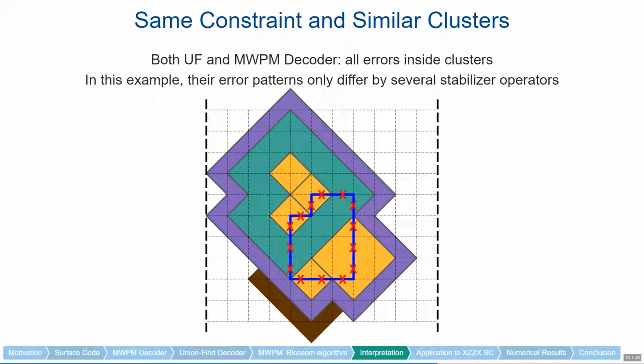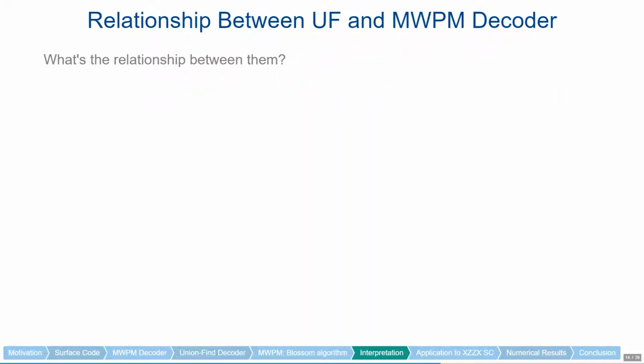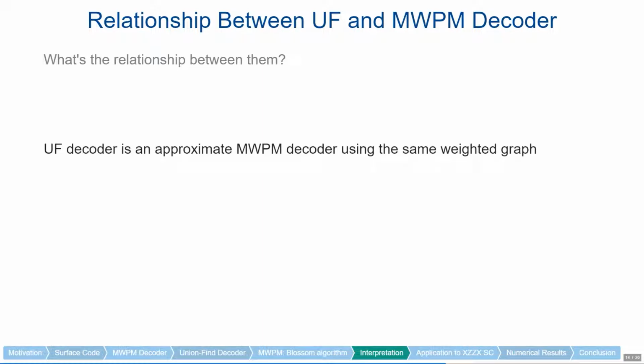It turns out that because of the degeneracy of quantum codes, even if the unifying decoder doesn't find the most likely error pattern, it decodes this syndrome as well as an MWPM decoder. Now, we can answer the questions at the beginning. By knowing how these two decoders evolve similarly, we come to the conclusion that the unifying decoder is an approximate MWPM decoder using the same weighted graph.